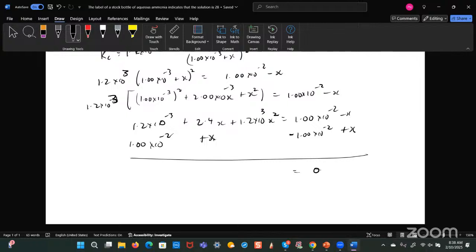So according to my calculation, this gives, rounded off to 2 decimal places, 0.0112. Let's leave it at that. This would give you 3.4. And then this part here will give you still 1.2 times 10 to the 3 x squared. So we have a form of a quadratic equation of x here, right?